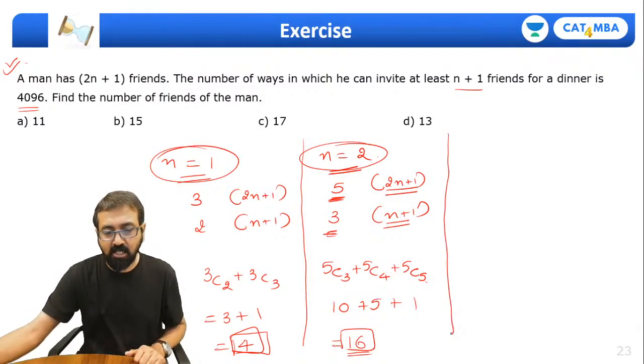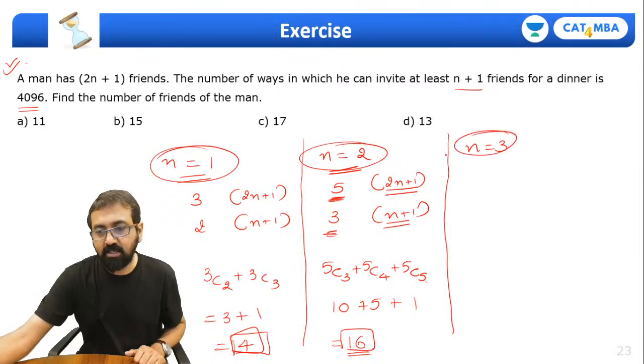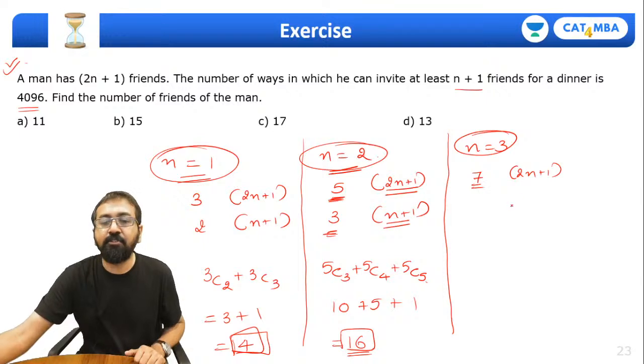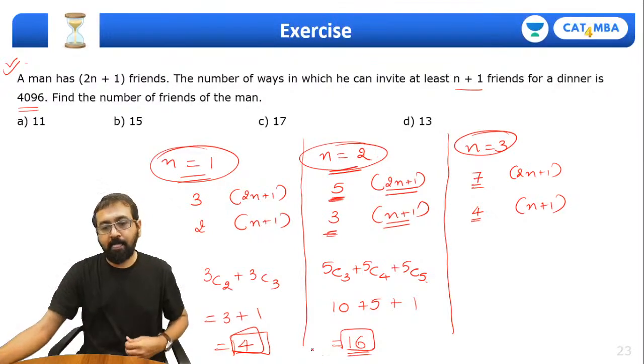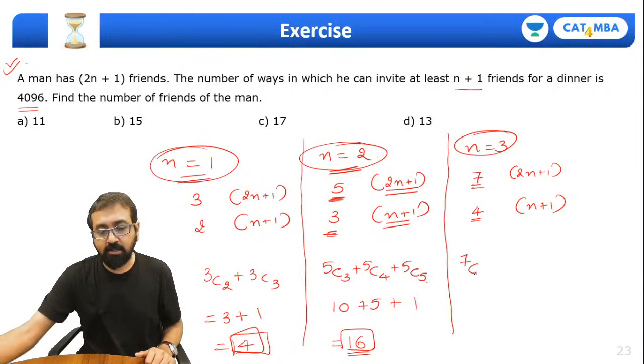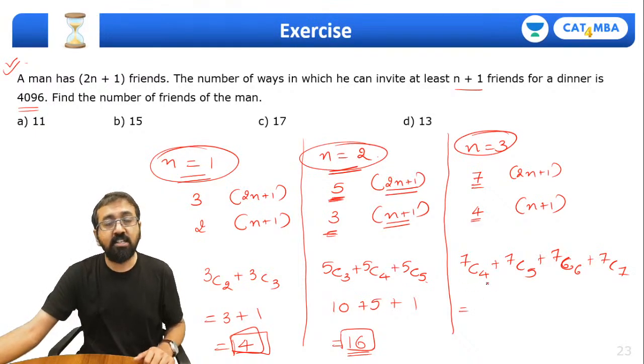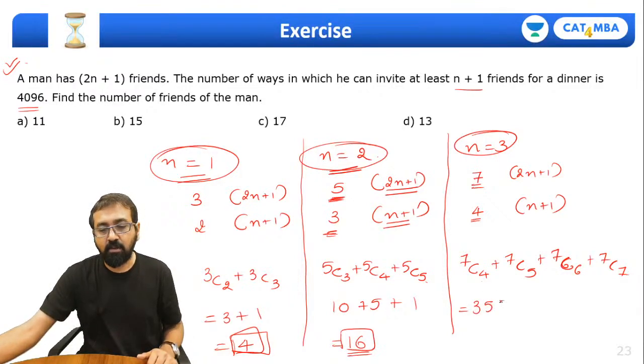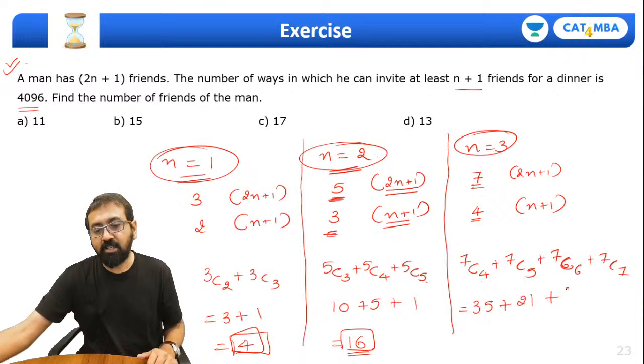Same way, now last part, let's take n equal to 3. Let's see what happens. If I take n equal to 3, the number of friends 2n plus 1 will come out to be 7. There are 7 friends and he wants to invite at least n plus 1 friends, that is 4 friends out of 7, right? So how many ways can you do that? It will be 7c4 plus 7c5 plus 7c6 plus 7c7. Just quickly calculate these values. Now you should be good at calculation. 7c4 is equal to 7c3, which is 35. 7c5 is 7c2, which is 21. This is 7 and this is 1. If you calculate, this will come out to be 64.